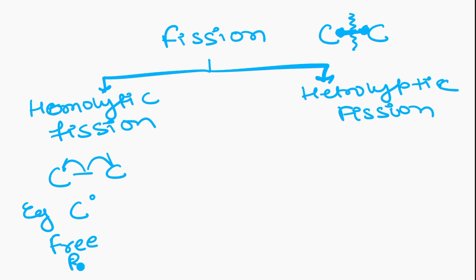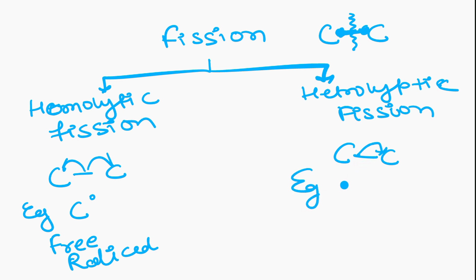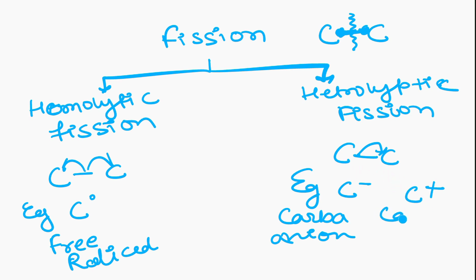Free radical. Okay. Heterolytic fission is unsymmetrical fission in which one carbon gains an electron and another carbon loses an electron. The carbon which gains the electron is called carbanion. Carbanion means the carbon which carries a negative charge, and the carbon which loses the electron carries a positive charge, and it is called carbocation.